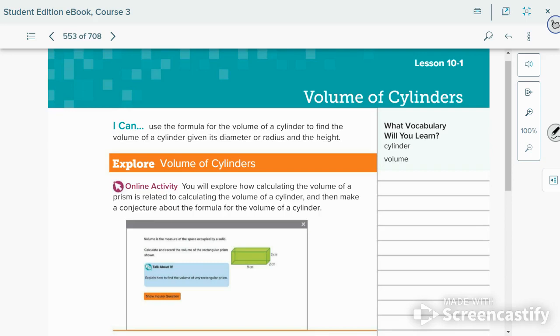So into the lesson, we're on lesson 10.1 and we're finding volume of cylinders. And the I can statement: use the formula of a cylinder to find the volume if you're given the diameter, radius, and the height. All right, so let's move on.